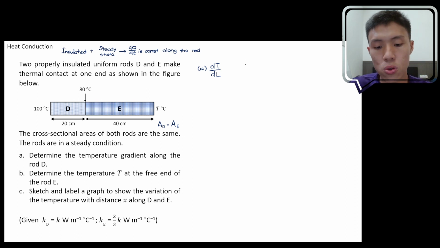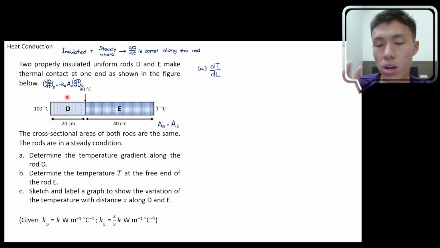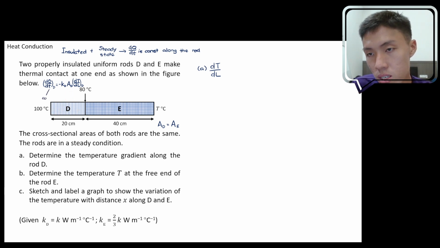What we can know is that for this situation, because it's insulated and in steady state, our equation dQ/dt for rod D is equal to negative k_D A_D dT/dL for D. Because it's insulated and in steady state, for rod D, dQ/dt will be constant along the rod. It will no longer change. So it's constant, and we know that k, the thermal conductivity, is constant. The cross-sectional area is also constant. So from here, we can infer that our temperature gradient should be constant as well.